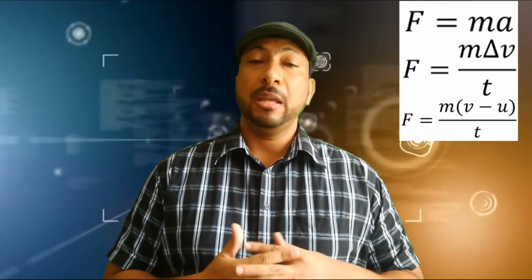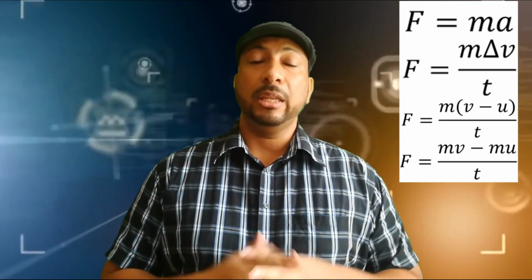So if we substitute that into our formula F equals ma, we will have force is equal to mass times the change in velocity over time. But the change in velocity we know is v minus u, the final velocity minus the initial velocity. So if we then were to expand the brackets, you would have mv minus mu.